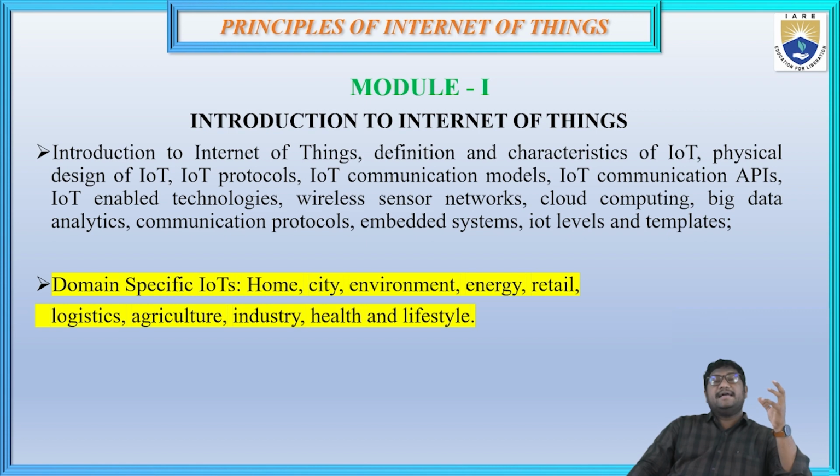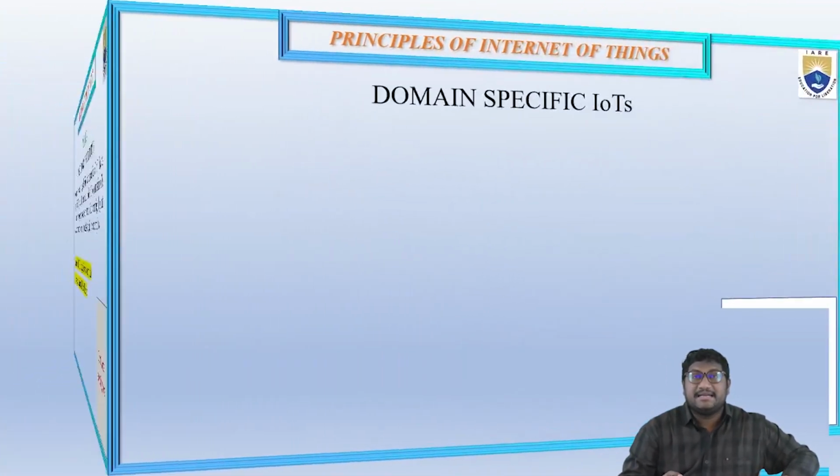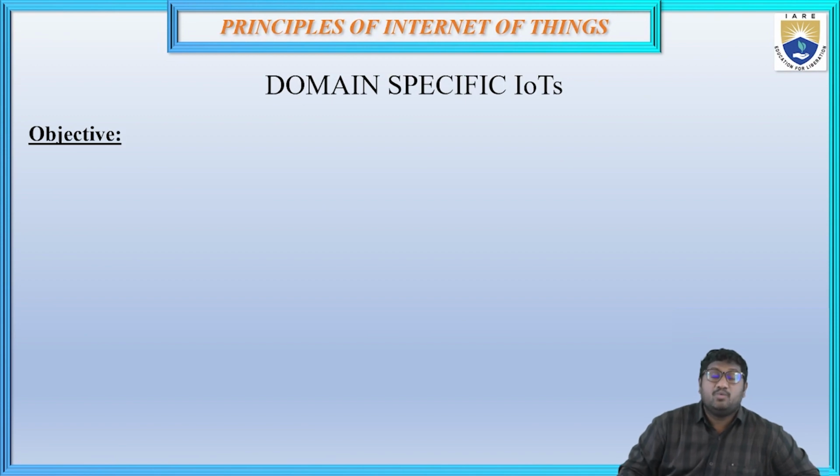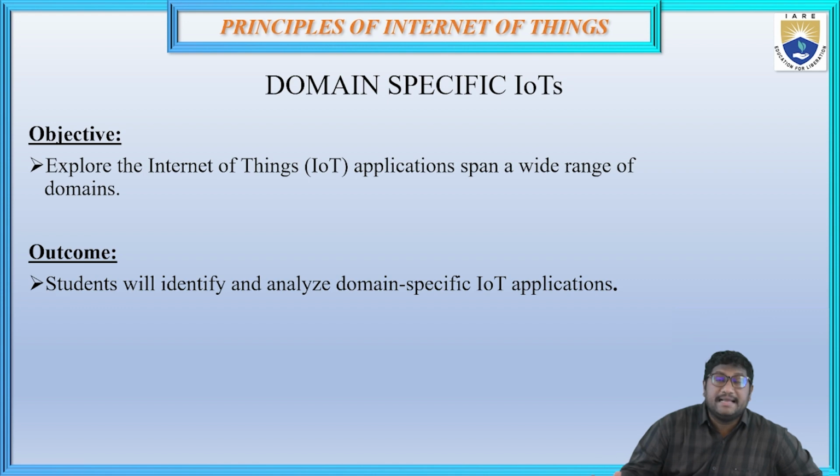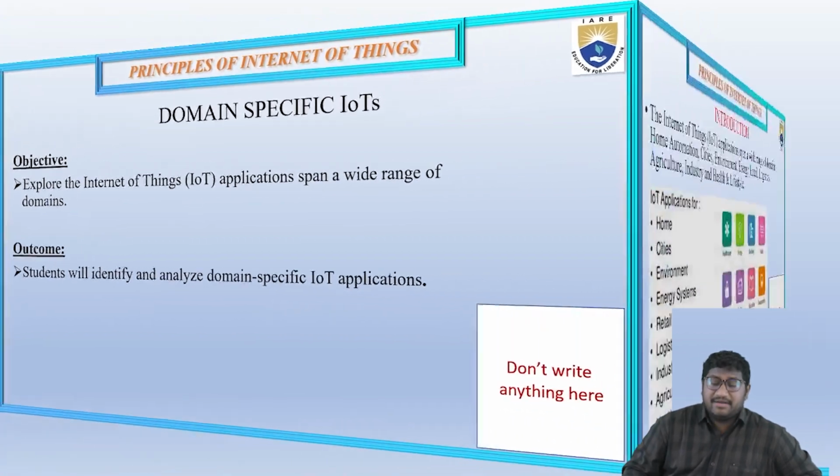Why? Because each domain has specific unique characteristics which we have to discuss in detail. Have a look at what exactly we are going to get from these specific domains. What was our main objective in discussing these specific domains related to IoT? We are going to explore different kinds of Internet of Things applications across a wide variety of specific domains. At the end of the course, you are going to identify and analyze the domain attribute related IoT applications.